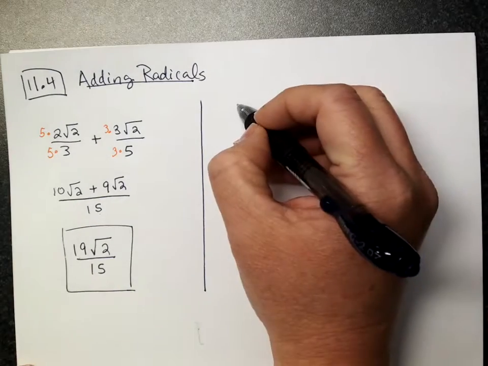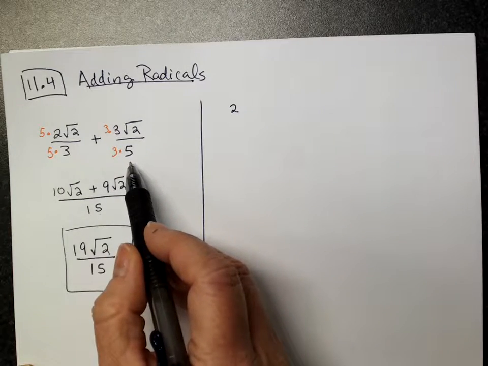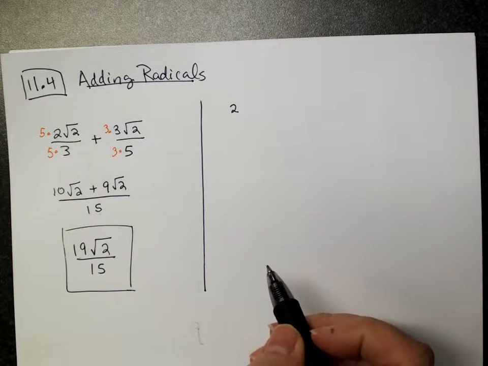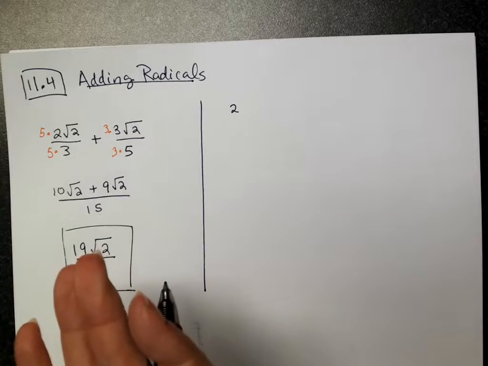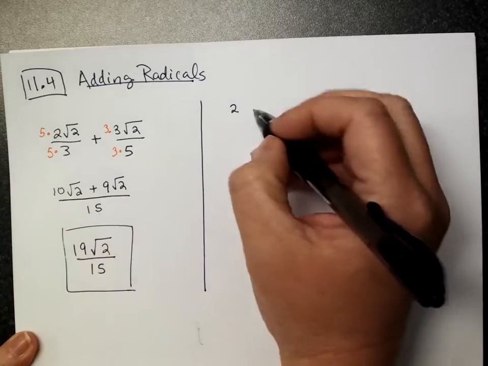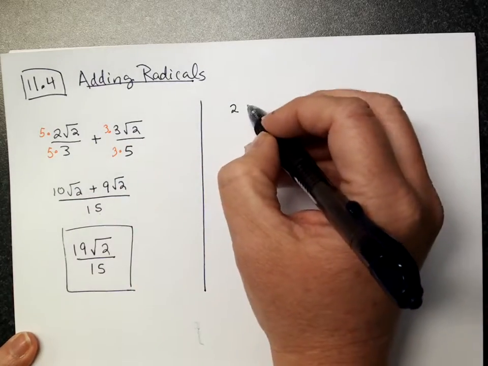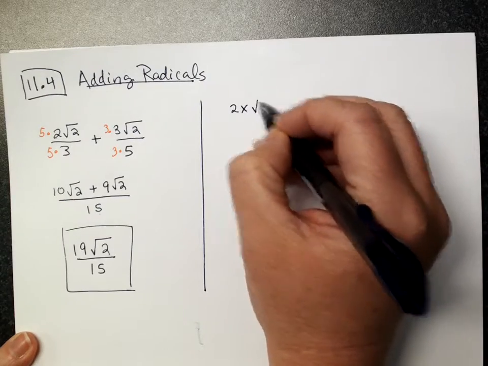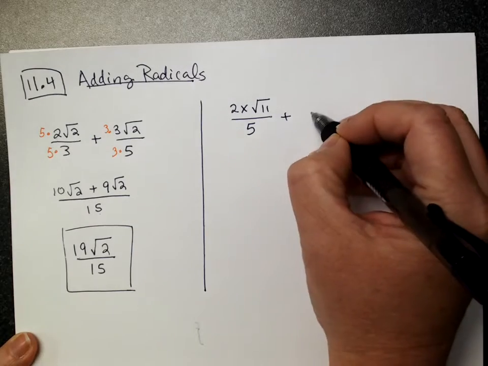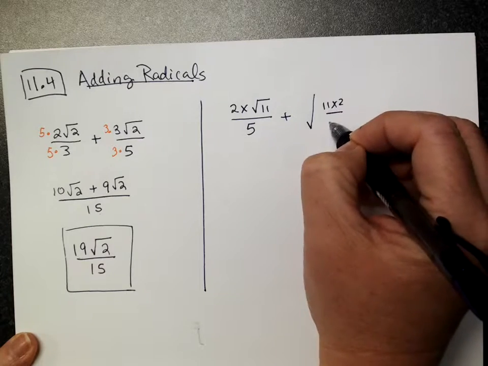Now, before you find a common denominator, if you can, or if you must, I'll show you in this case, both cases, you must simplify everything first. And then you find a common denominator, and then you combine your numerators. So in this case, there's nothing to simplify first, just got your common denominators, combined your numerators. Here, this one involves a variable as well, 2x square root of 11 over 5 plus the big square root of 11x squared over 100.